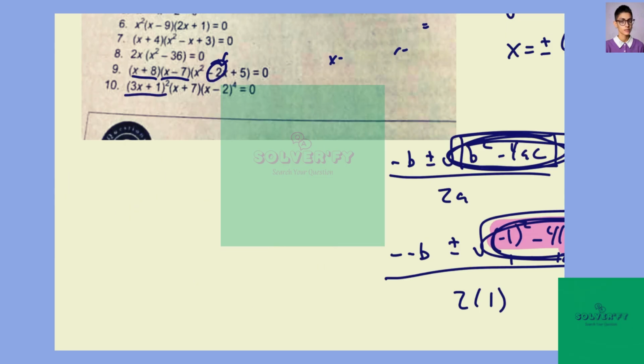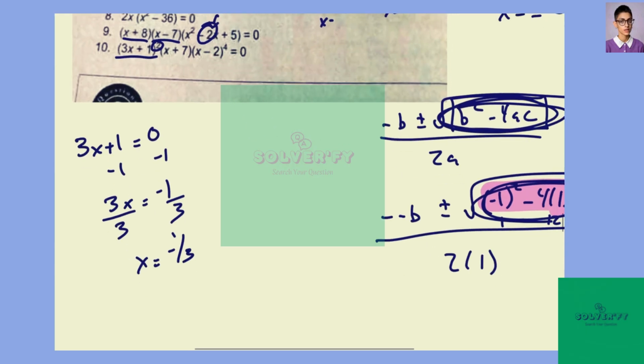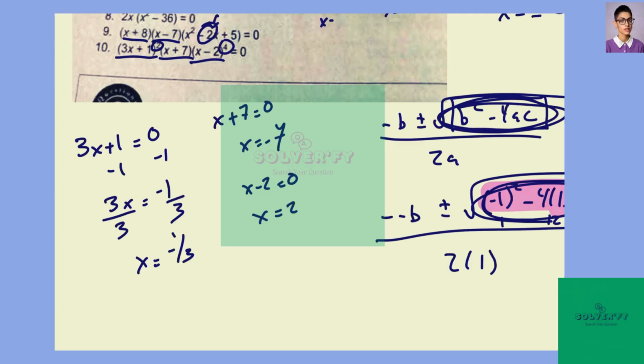On number 10, let's set that one equal to 0. The little power of 2 just means you have two roots there. I mean, that has nothing to do with your zeros. You just have a zero that repeats twice. x plus 7, if you set that equal to 0, x equals negative 7. And the last one, x minus 2, if you set that equal to 0, you're going to get x equals 2. The power is just telling you that it repeats 4 times, so you don't have to repeat it 4 times. You just have 3 zeros, and there they are.